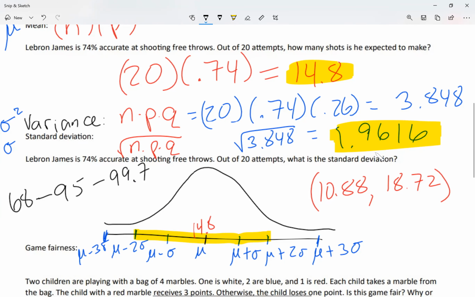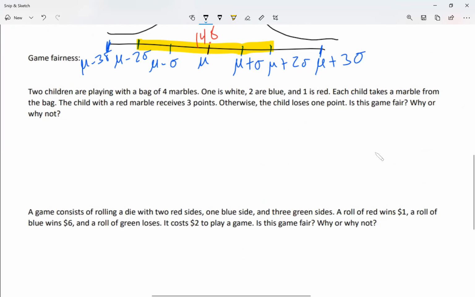Okay, now let's take a look here. Game fairness. How things are expected. A game, when we play a game, it is fair if the expected value is 0. Let me do a couple of examples here. We're not going to see much of this on the homework. However, it is for us to understand, for us to know.